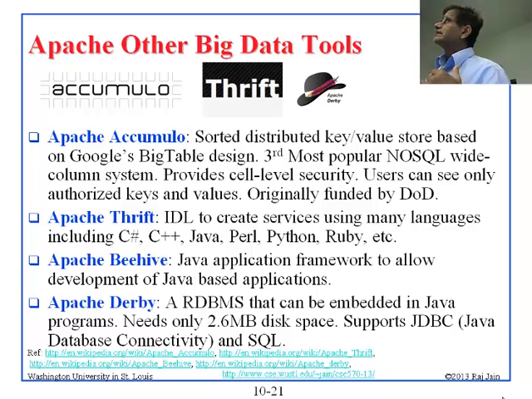Accumulo is a sorted distributed key value store based upon BigTable design. So this is in some sense similar to HBase and Cassandra, whereas I think those things are full databases. This doesn't say full database, but it's a key value store, and so it is similar to BigTable. BigTable is a database too, and so is HBase, and so is Cassandra. So this is the third database, and this is the third most popular NoSQL by column system.